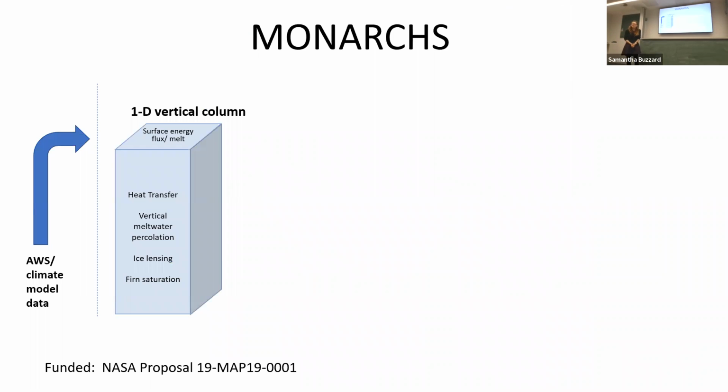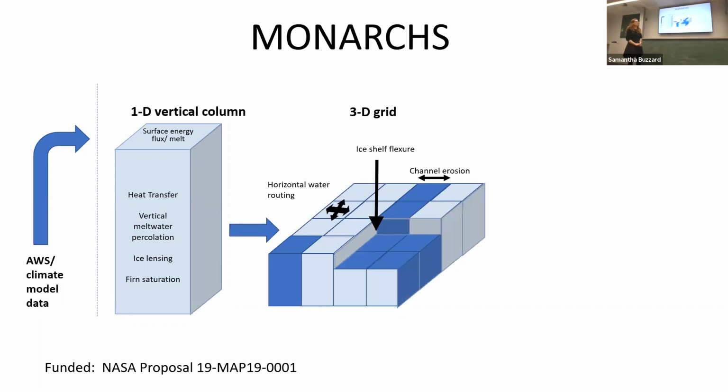And the reason that I spent a good portion of the talk today describing the 1D model is that this still forms a key part of MONARCHS, because we still need to have all those processes in there, like ice lens formation and saturation and refreezing. That's still really important to understanding where these lakes form. So we take these one-dimensional vertical columns, we force the model with weather station or climate data, and then we essentially take an entire grid of these columns and move water between them.